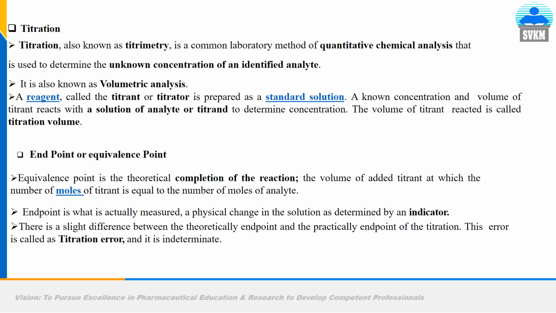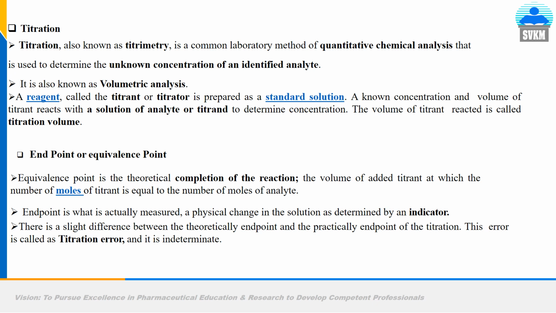Titration, also known as titrimetry, is a common laboratory method of quantitative chemical analysis that is used to determine the unknown concentration of an identified analyte. Titration may also be called volumetric analysis, in which a reagent called a titrant is prepared as a standard solution whose concentration is known, and the volume of titrant reacts with the solution of an analyte to determine the concentration. The volume of titrant reacted is also called the titration volume.